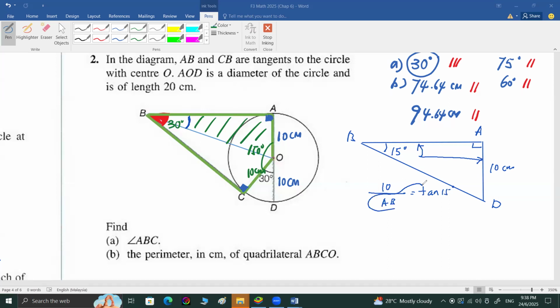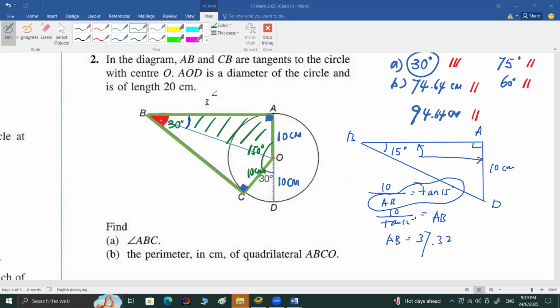Then to get AB, remember for the chapter of trigo, I always draw like this to ask you to find the AB one, right? So to get AB, you go direct to your alphabet. Okay, class, help me please. 10 divide tangent 15. So I got 37.32. So class, I got 37.32.